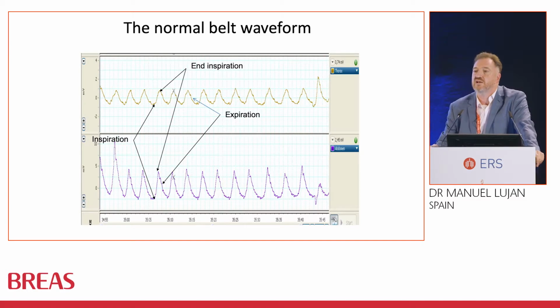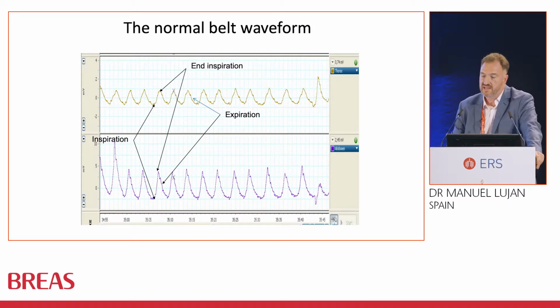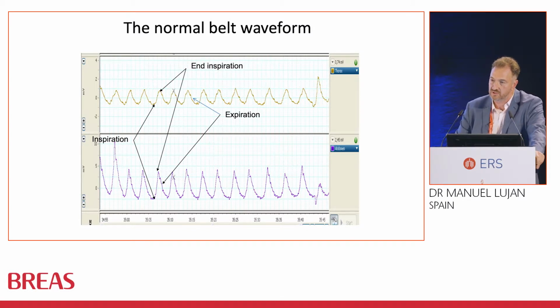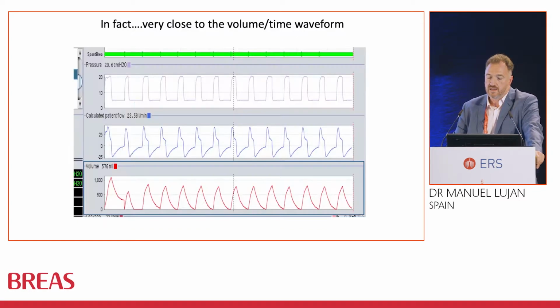That's the physiology. Let's review the physiology of the normal belt waveform. The normal belt waveform is like this, from the baseline to the top, corresponding to the inspiration of the patient, and from the top to the baseline, corresponding to the expiration of the patient. In fact, it's very close to the volume-time waveform because we are measuring the same parameter, volume. There is an example with the ERS software, and if you remember, the normal waveform of the belts is like the red one you have on the screen.